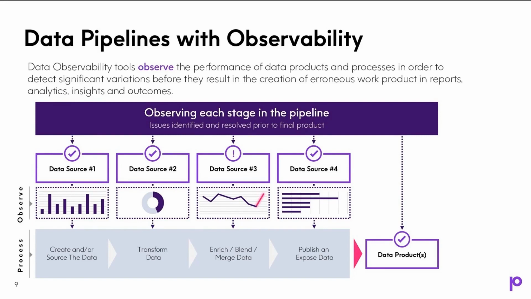This is a pretty simple view, but in reality, there could be hundreds of different transformations spanning many different data sources. And as it moves through the pipeline, it is observed at each stage, ensuring the entire process is stable. In data source number 3, as you can see, is applying enrichment, blending, and merging of the data. We can see that there's an anomalous condition that has the potential to jeopardize the final data product.